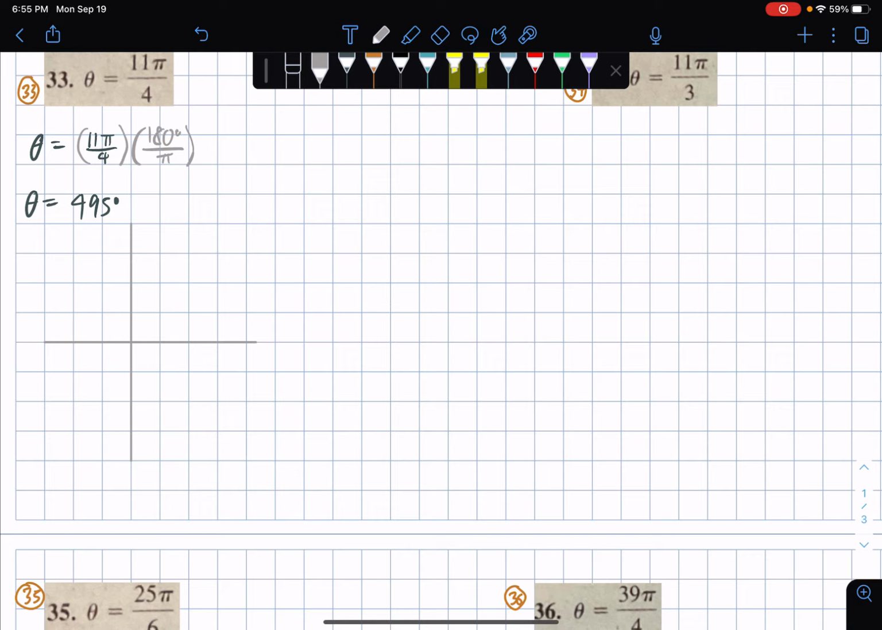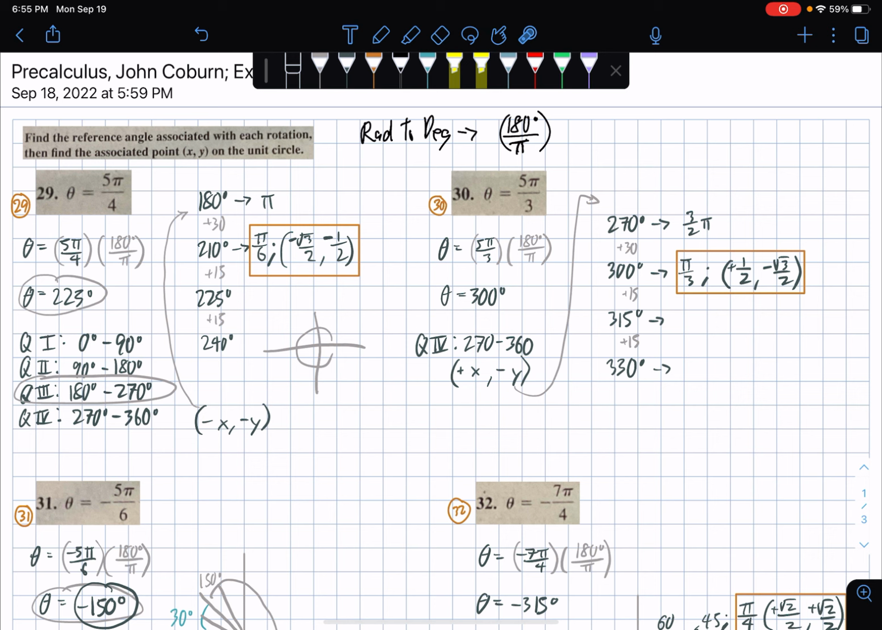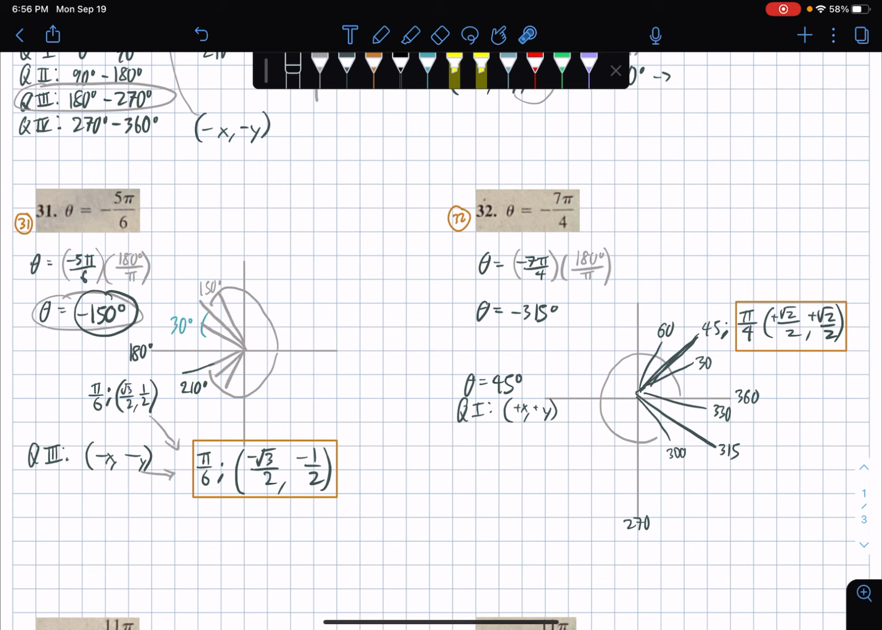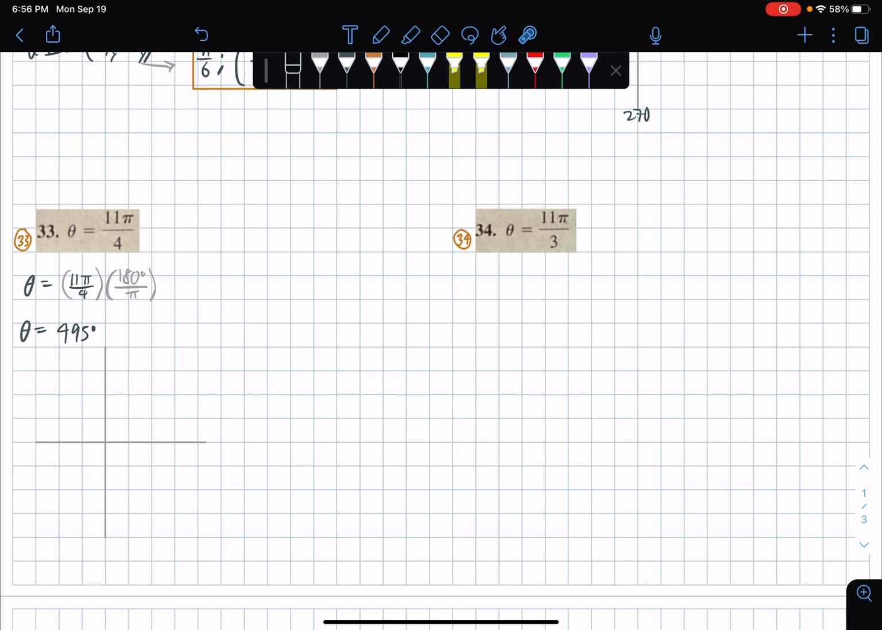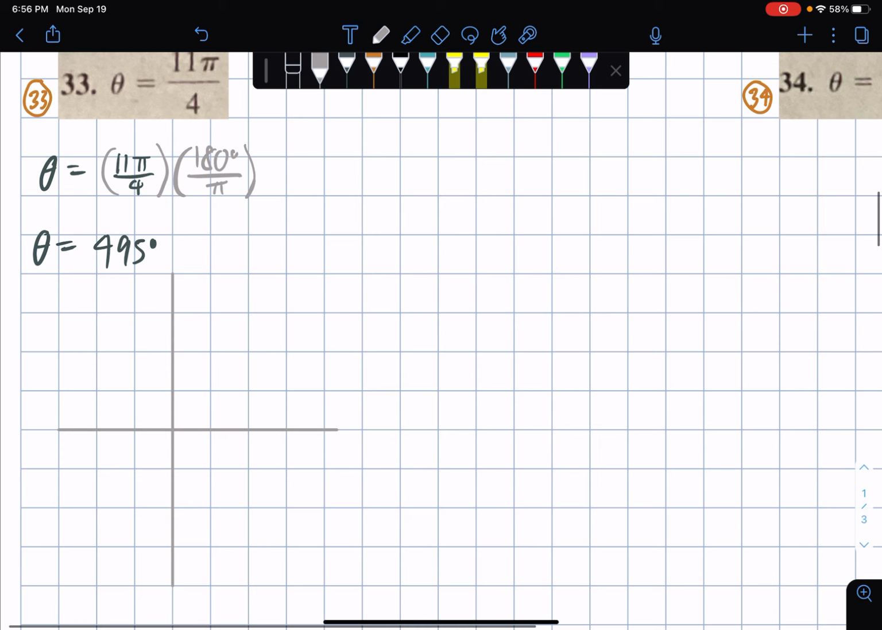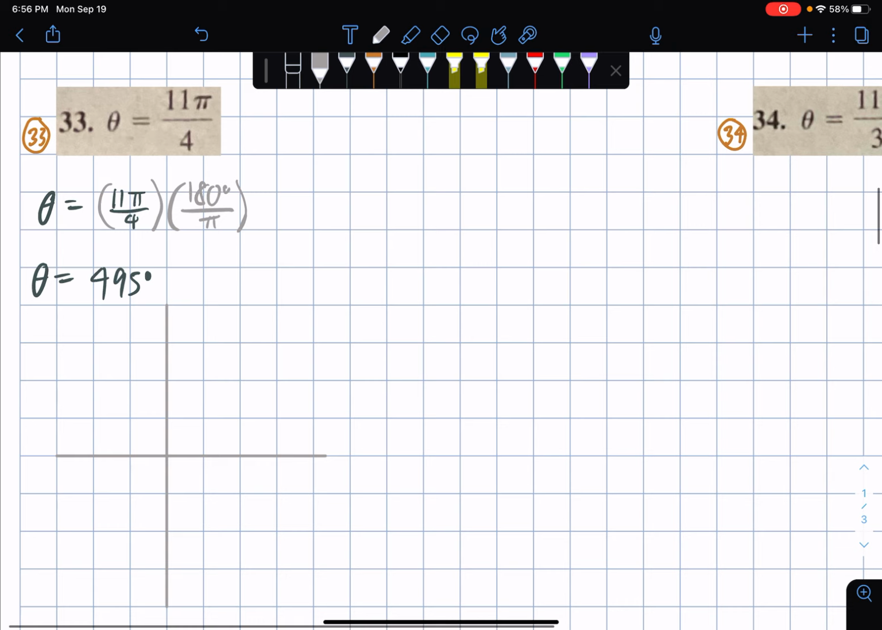what's the solution now? In the first two problems, we were faced with values within the scope of one round trip, or within 360 degrees. For numbers 31 and 32, theta was equivalent to a negative degree value. And for numbers 33 and 34, we'll be facing values that are larger than 360 and how to cope with them. So we won't be using any inverse techniques here since there's no negative sign in the theta expressed in radians in the first place. So first thing you want to do is make a circle.